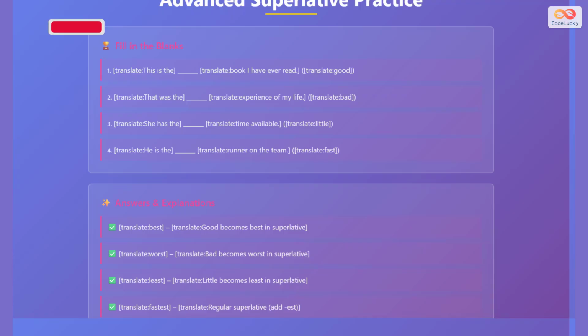Let's do some fill-in-the-blank exercises. First question: this is the blank book I have ever read. The word is good, so the answer is best. Second question: that was the blank experience of my life. The word is bad, so the answer is worst. Third question: she has the blank time available. The word is little, so the answer is least. Fourth question: he is the blank runner on the team. The word is fast, so the answer is fastest. Notice that fast is regular, so we add -est to make fastest. But good, bad, and little are irregular, so their superlatives change completely.